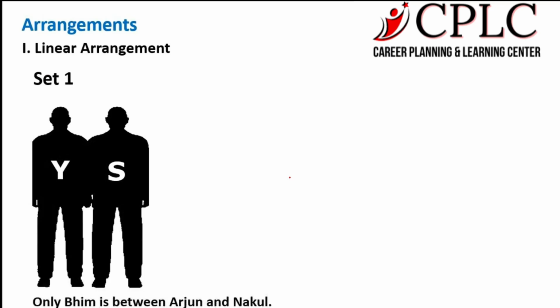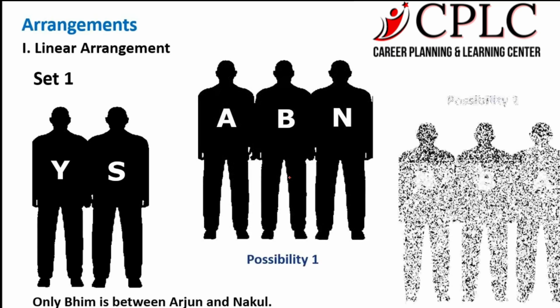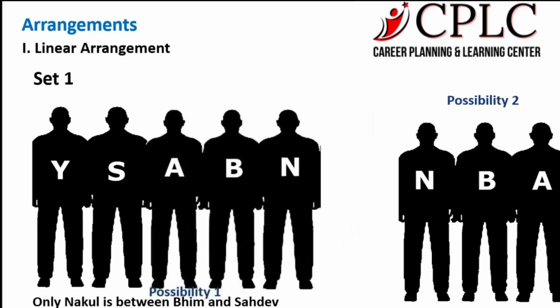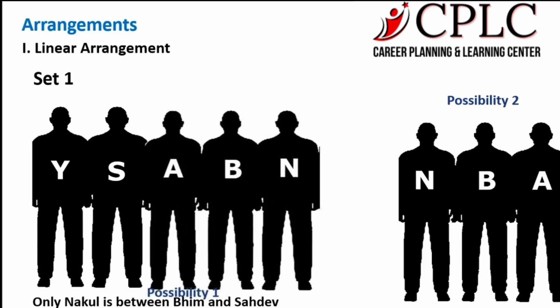Next info, only Bhim is between Arjun and Nakul. But again, they have not specified the left and right, so there can be two variations for that, either this or this, as you can see. And the last one, only between Bhim and Sahadev. So there are also going to be two different scenarios for that as well. All we have to do is try and combine everything.